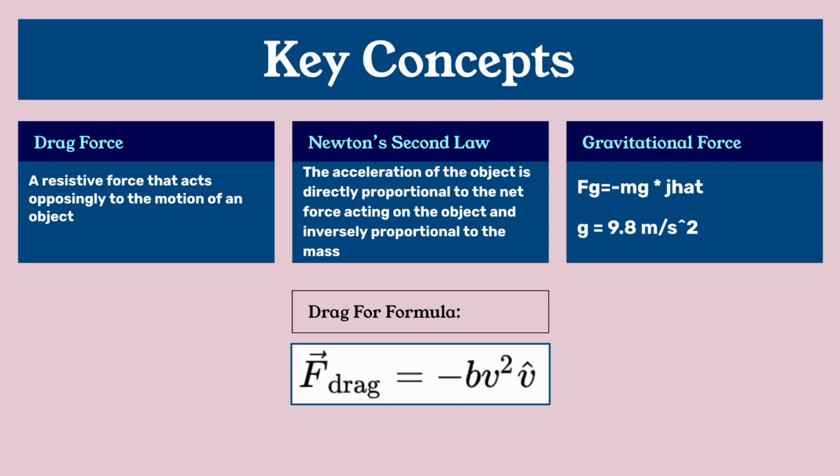Some important key concepts we used include drag force, which is a resistive force that acts opposingly to the motion of an object. You can view the formula at the bottom. And Newton's second law, which states that the acceleration of an object is directly proportional to the net force acting on it, and inversely proportional to its mass. And gravitational force, which is the mass times negative g times j hat, where g equals 9.8 meters per second squared. Additionally, we utilize the position update and velocity update formulas.